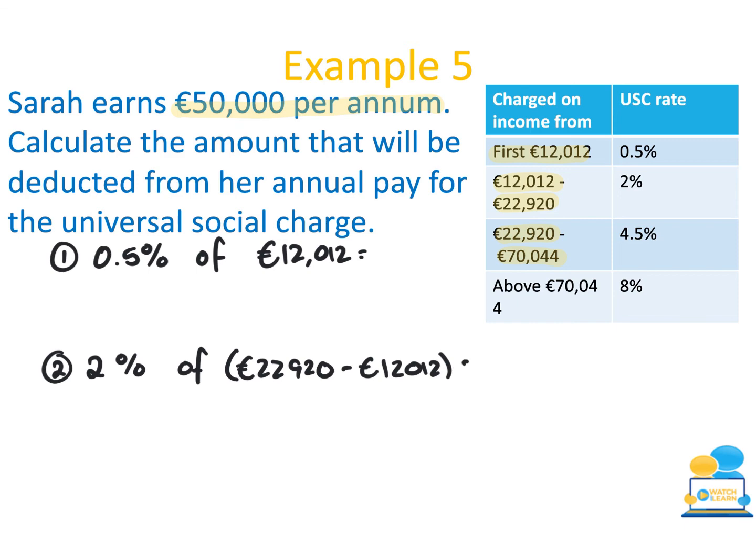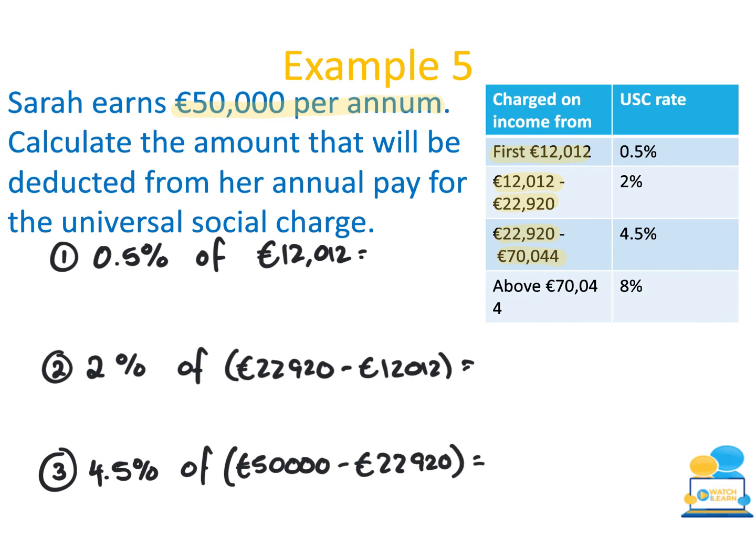And then finally, I would figure out the third step. She's paying 4.5% of USC tax on the money in between that third band, but she doesn't earn up as far as 70,044. She only earns up as far as 50,000. So she's only going to pay 4.5% on the amount of money that goes from 22,920 to 50,000. So it's the money in between that. So 50,000 subtract the start of that band there, 22,920. And for Sarah, we can ignore the fourth band because she doesn't earn enough money.